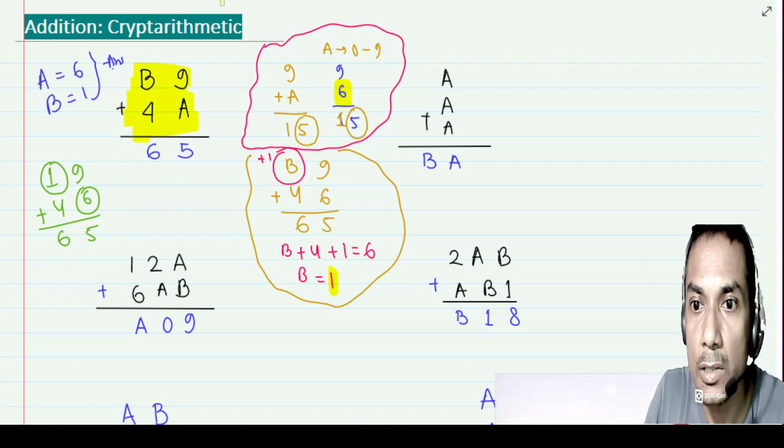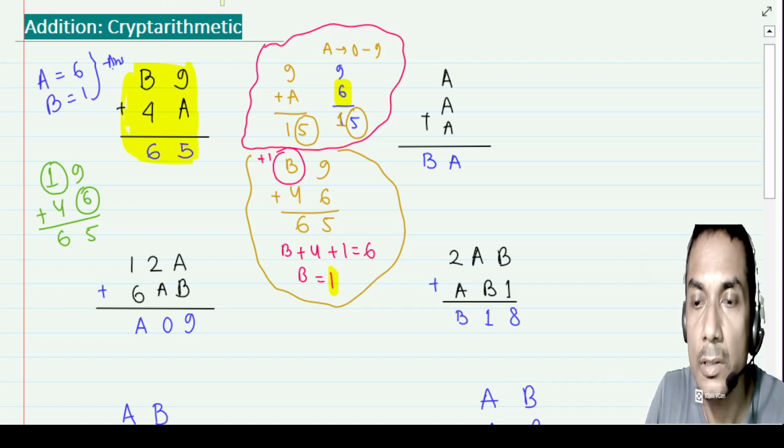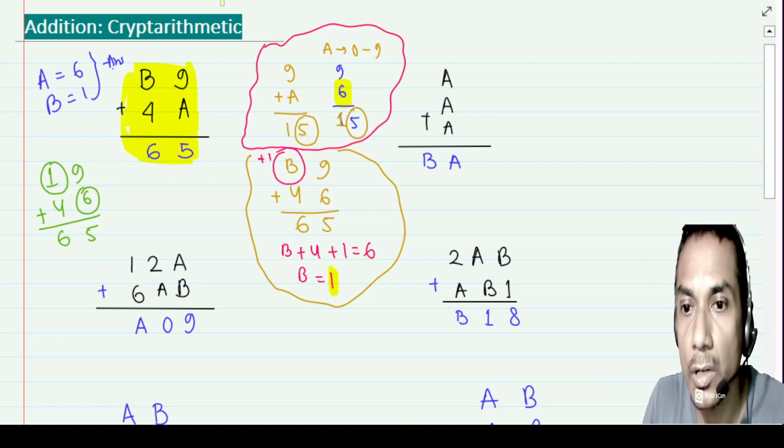So this was the question. I highlight the question here. Correct? This is the question. So this is the solution. Is it clear? Okay.